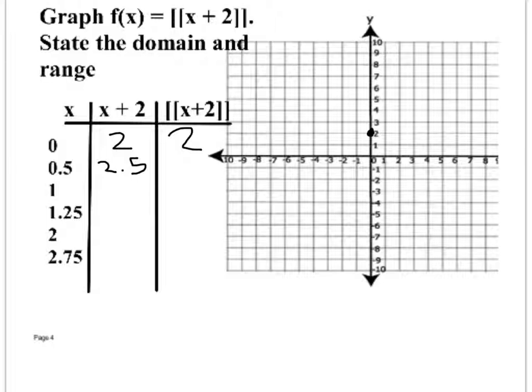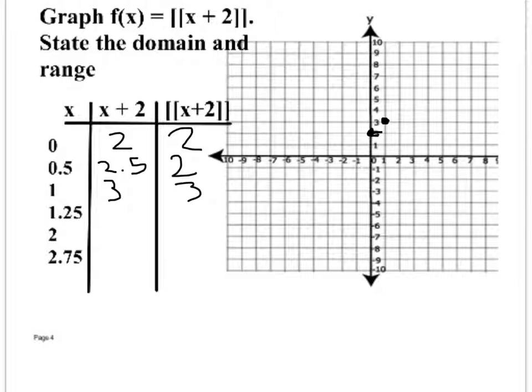The greatest integer of 2.5 is 2. So everything up to what is going to be included? Up to 1, right? Because what is 1 plus 2? 3. What's the greatest integer of 3? 3. So what's my y coordinate at 1 for my x? 3. Okay, and it's a closed circle, right? Because it includes the point 1, 3.